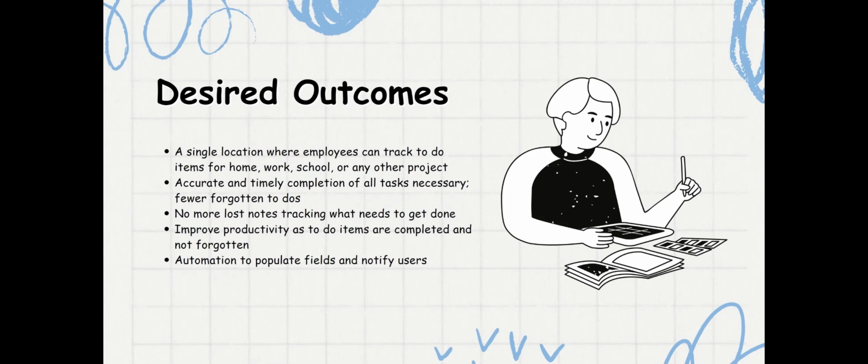Next, desired outcomes. In this, we can define exactly what we are going to do in this application and what we are expecting from it. So I want to track all my to-dos in a single location, expecting to complete all my tasks in time. I can track all the activities in the to-do task. I can improve my productivity as all my tasks are completed within time. And we can automate to populate some fields and send notifications to users as well.